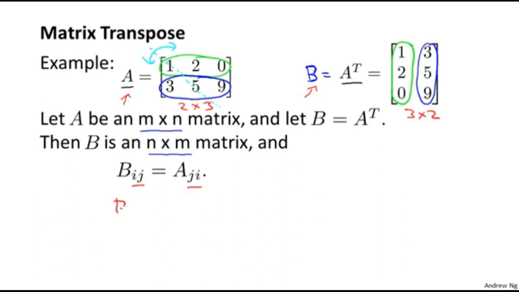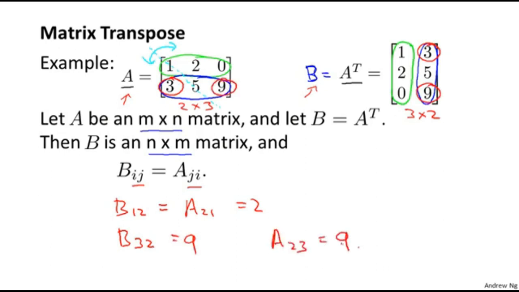So for example, B12 is going to be equal to this element 3, right? First row, second column. And that's equal to this, which is A21, second row, first column, right? And which is equal to 3. And as another example, B32, right? That's this element 9. And that's equal to A23, which is this element up here, 9. And so that wraps up the definition of what it means to take the transpose of a matrix.